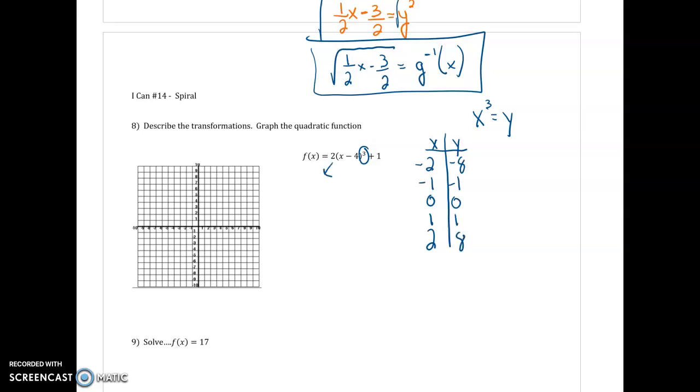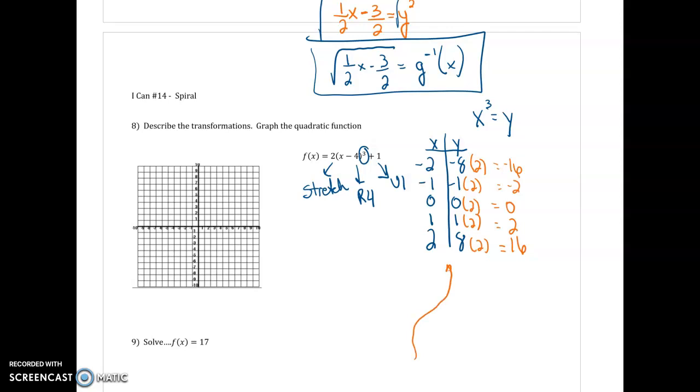Let's talk about the transformations. So this is our stretch. This is going to say right 4, and this is going to say up 1. So the first thing I'm going to do is apply my stretch, and I'm going to multiply all of these by 2. And I'm going to get -16, -2, 0, 2, and 16. Now the 16s won't fit on the graph, but hopefully we remember that that's the shape.